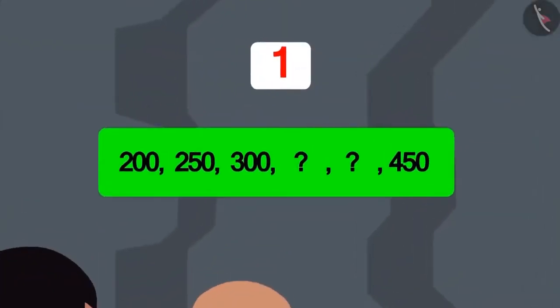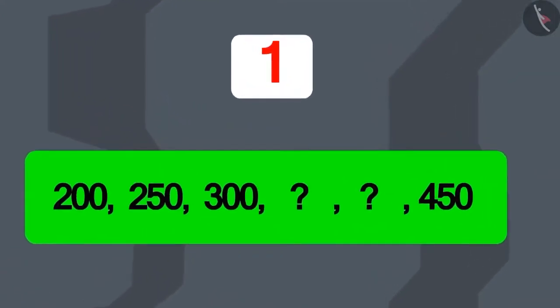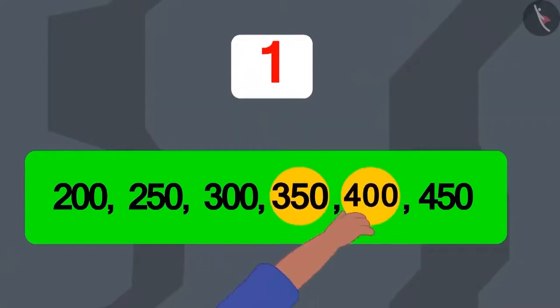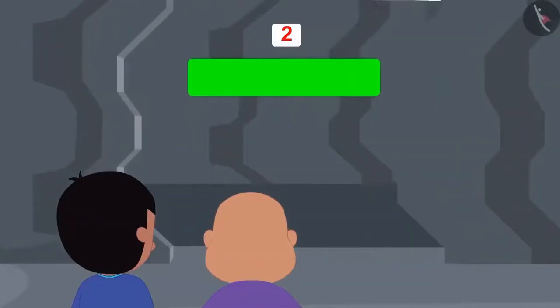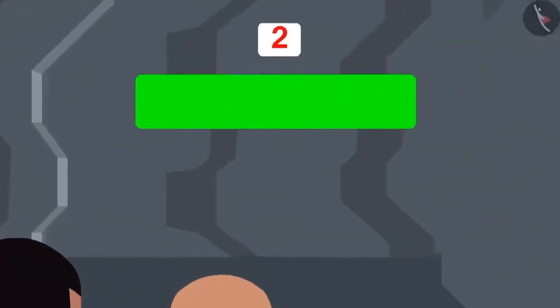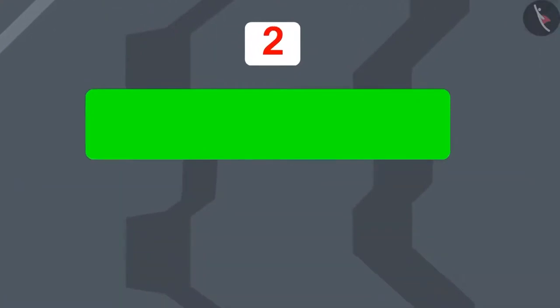Come, let's see if Raju's and our answer was correct. Raju entered the calculated numbers in the wall. And what is this? The door opened. Raju and our answer was absolutely right. Now Raju and Bablu are facing the second wall.